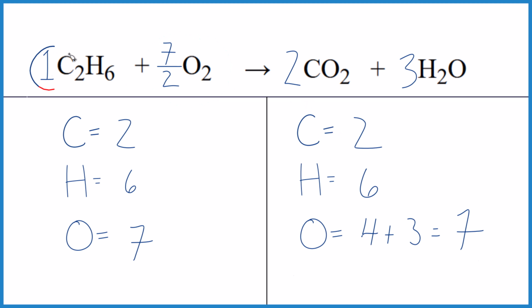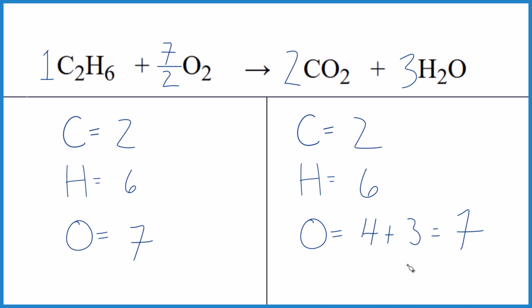These numbers in front here, they're called the coefficients. And the coefficients, they don't really represent individual atoms or molecules. What they represent are the ratios of all these compounds together, how the reactants actually combine to form the products. They are the ratios, and that's the key.